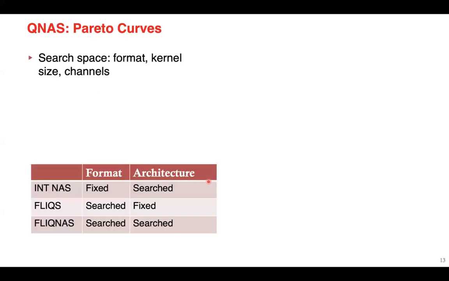So then to expand the search, we could take a look at the quantization and neural architecture search, where you simultaneously search the format, the kernel size, and the number of channels within the model. So there are three variants here that should be considered. One is where you fix the formats and you only search the architecture. So this would be a quantized neural architecture search. The second is where you fix the architecture and you only search the formats. This is a quantization search. And then the third is where you search both the format and the architecture at the same time.